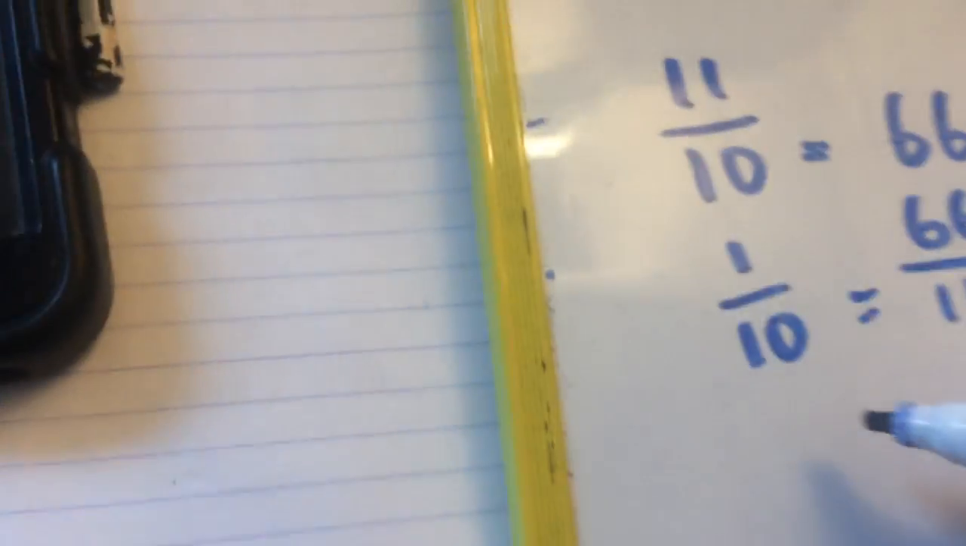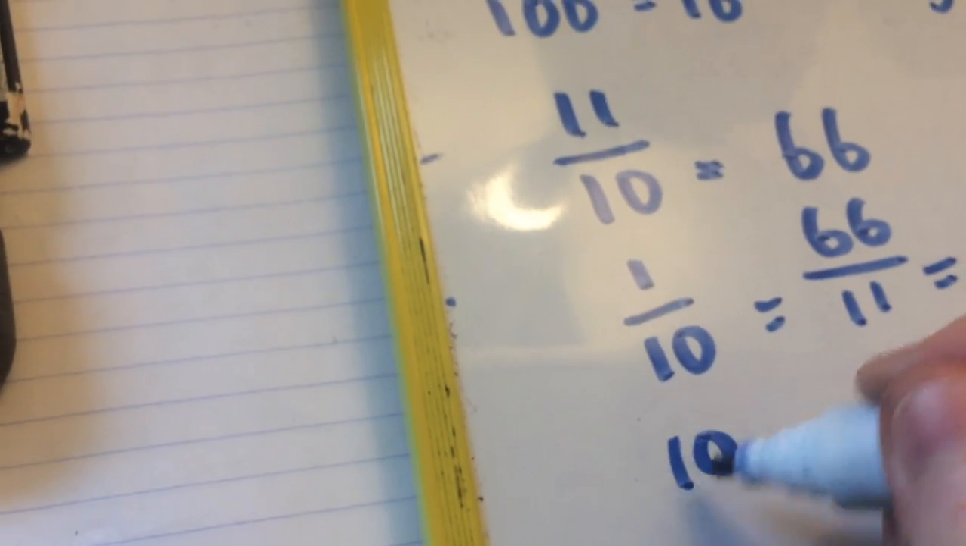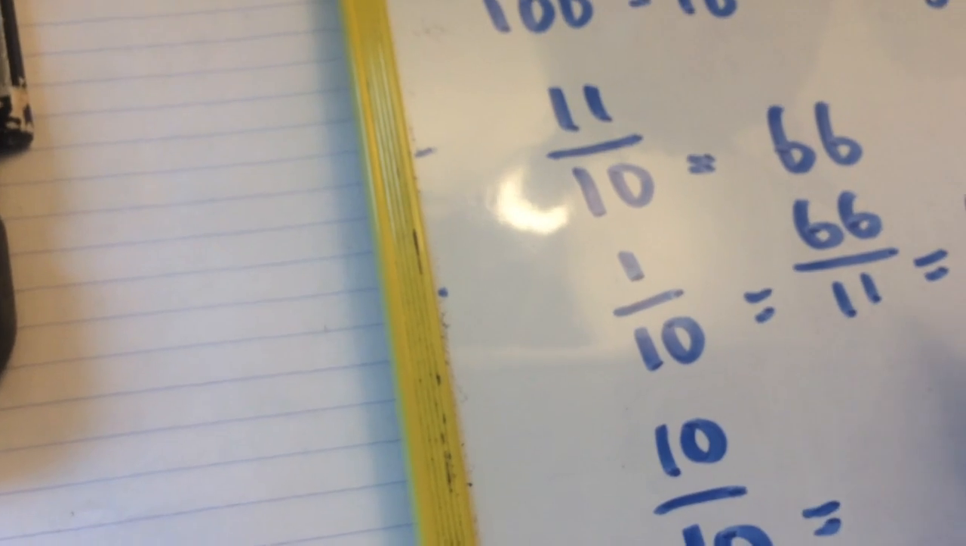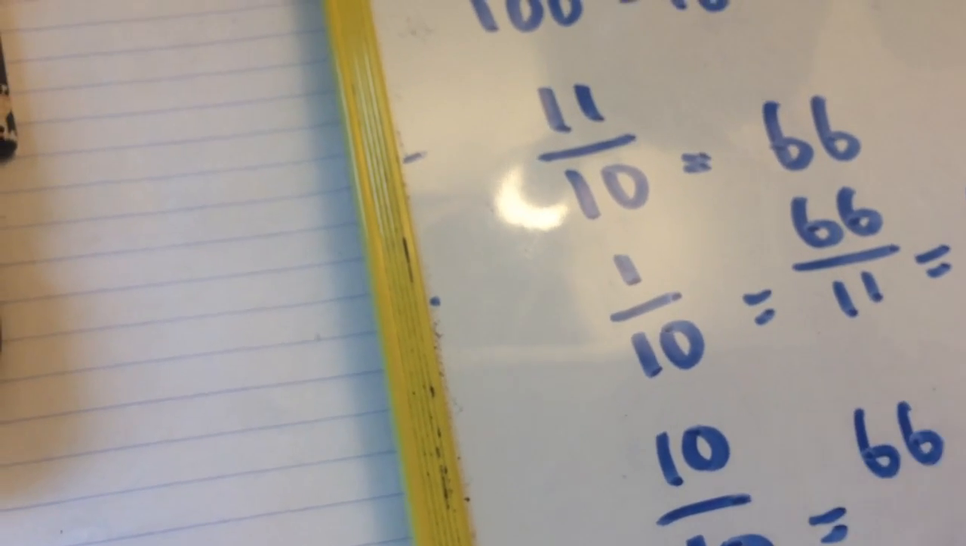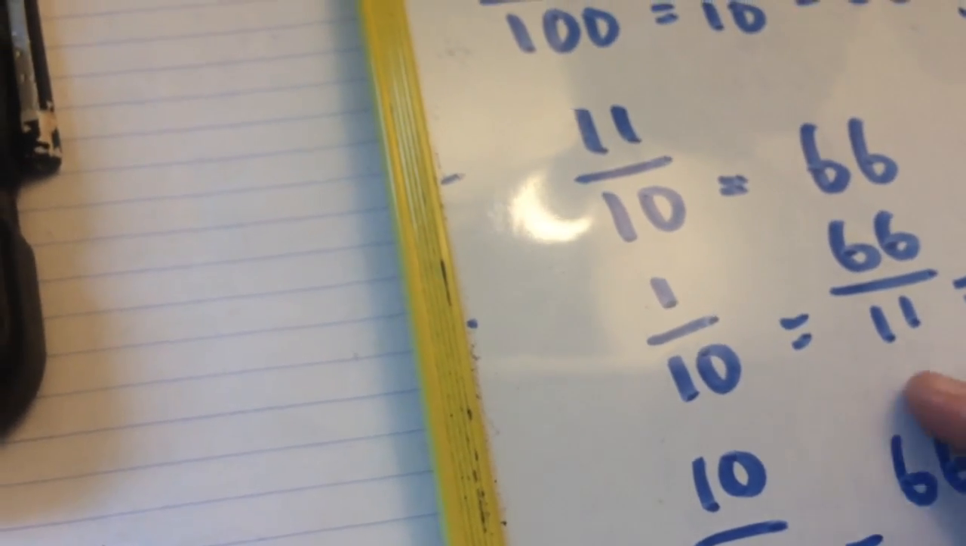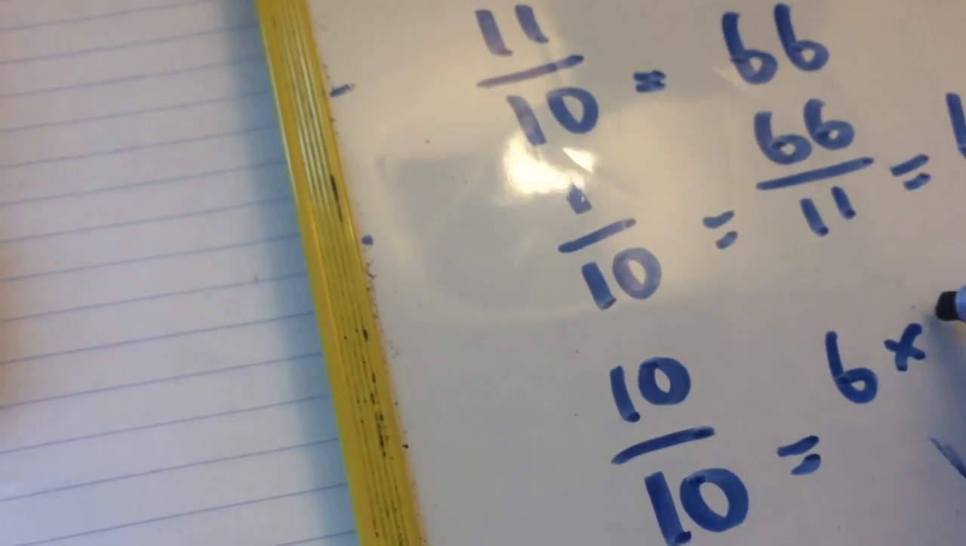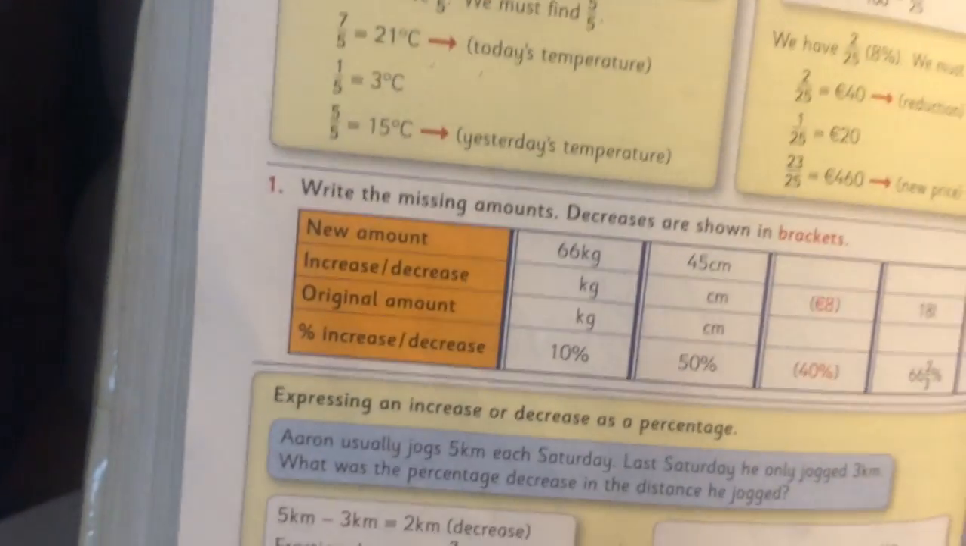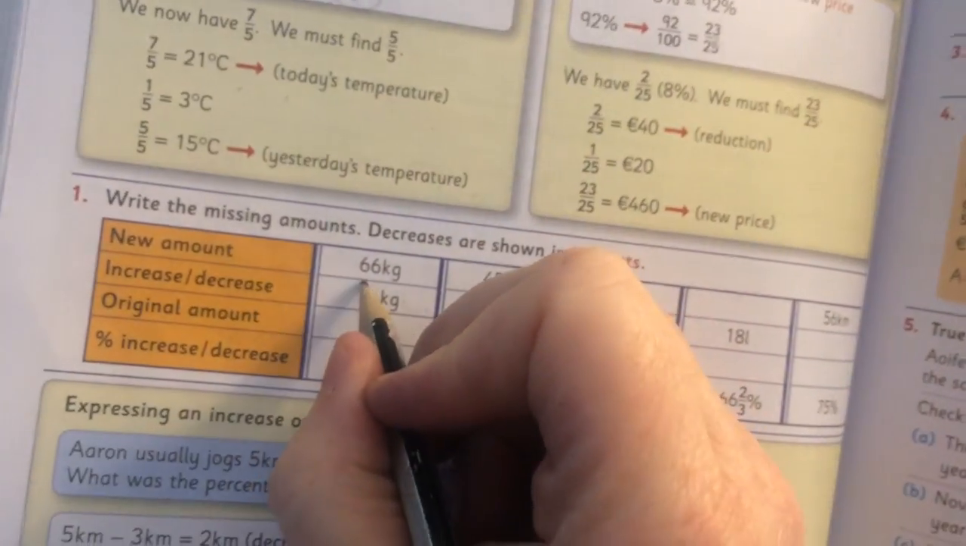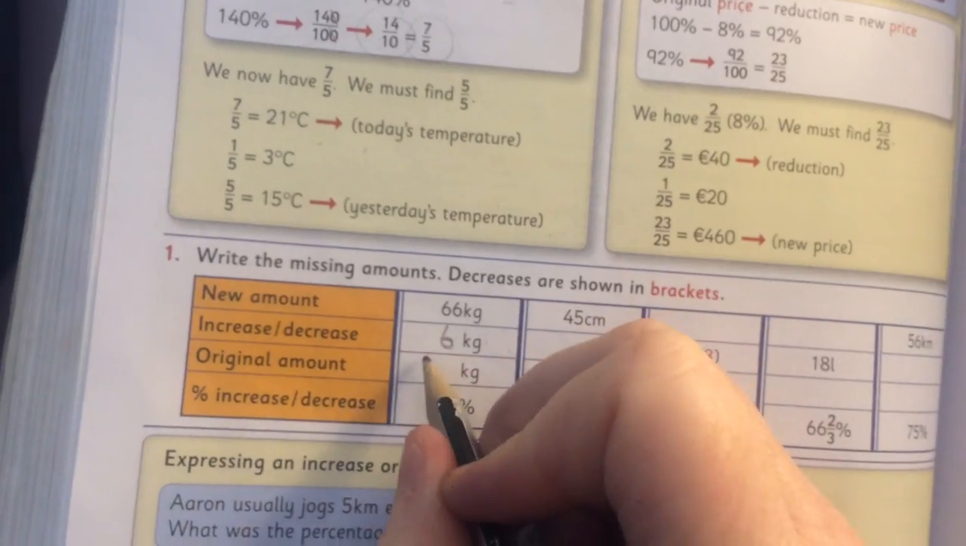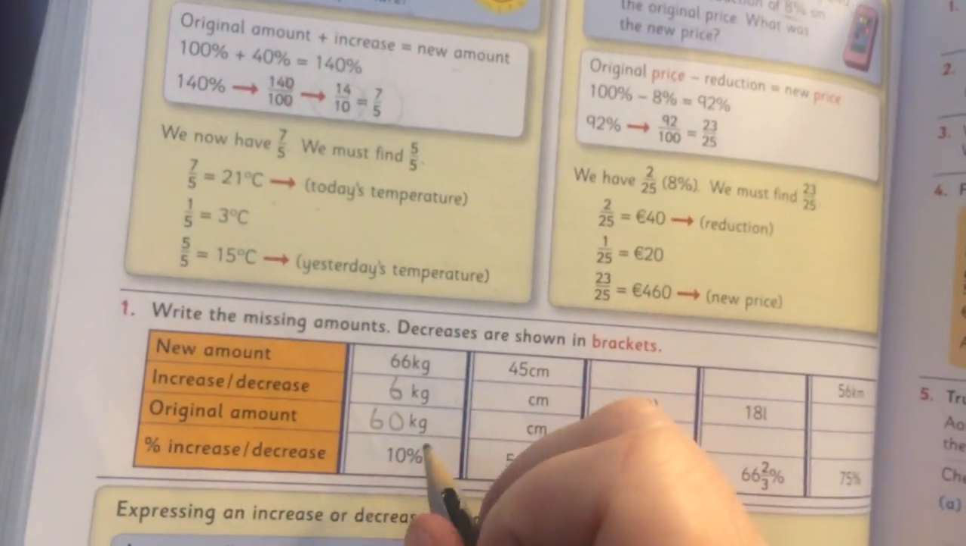You can actually nearly work it out then. The original was 10 tenths, so 6 multiplied by 10 equals 60. The answer that we would fill in here is the increase is 6 kg and the original amount was 60. Okay, right.